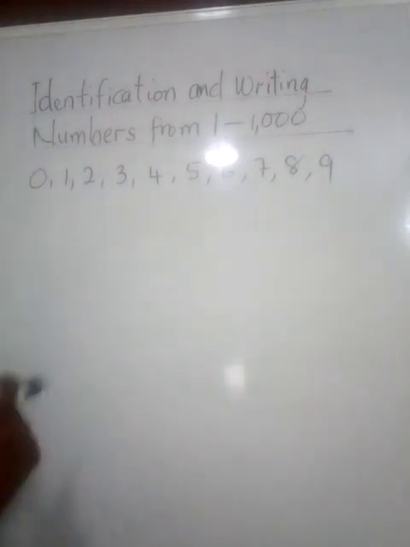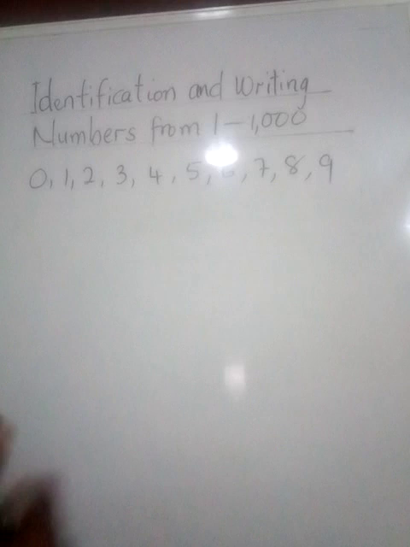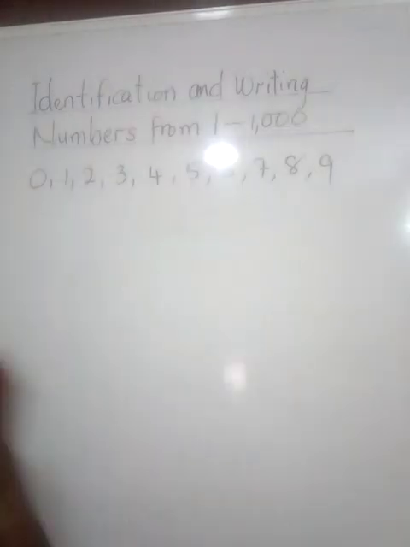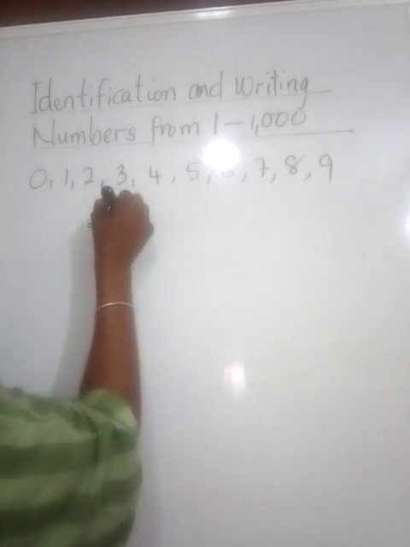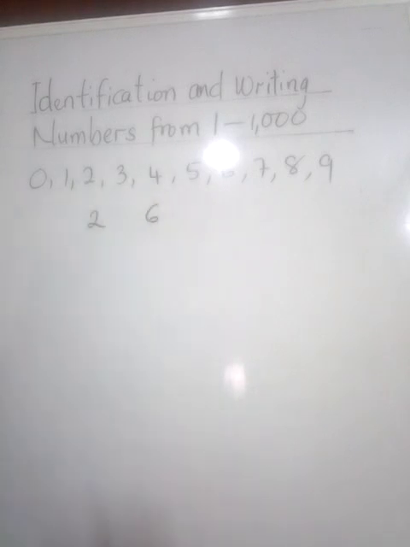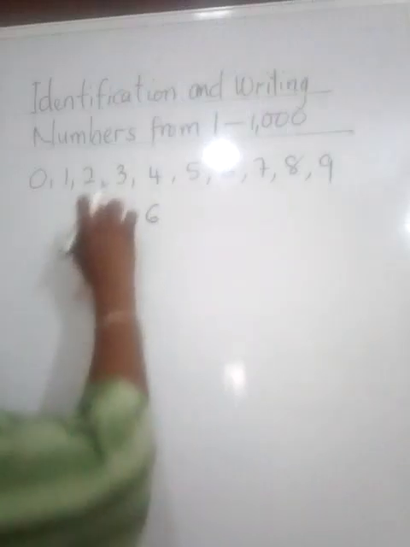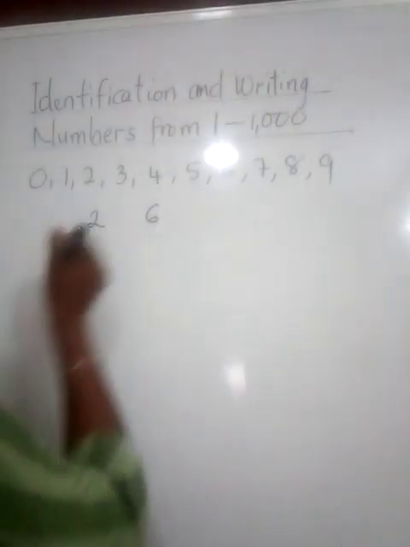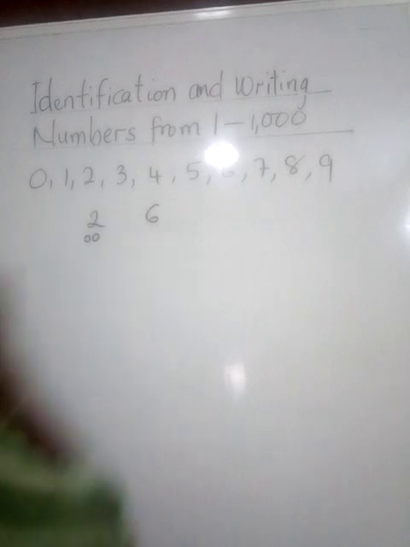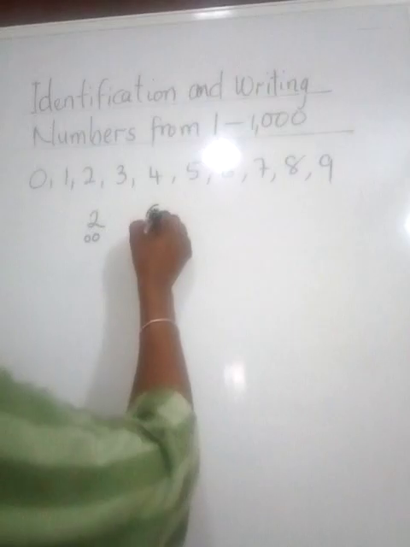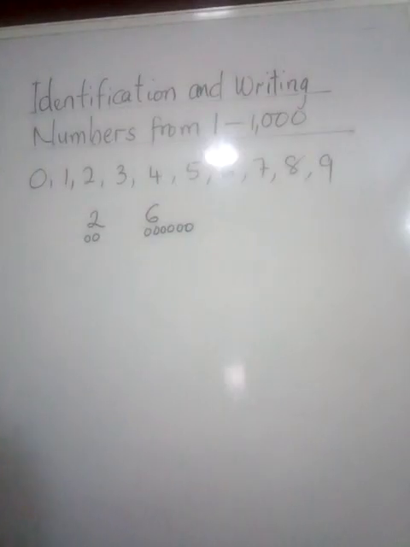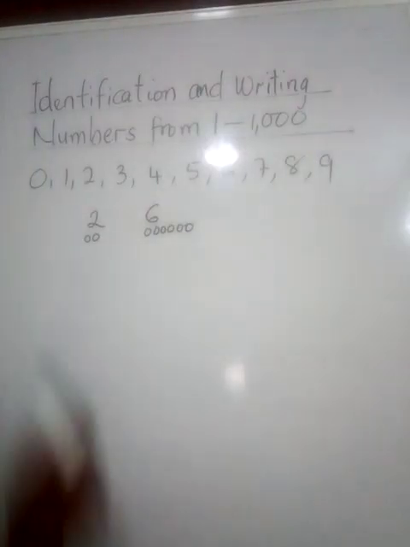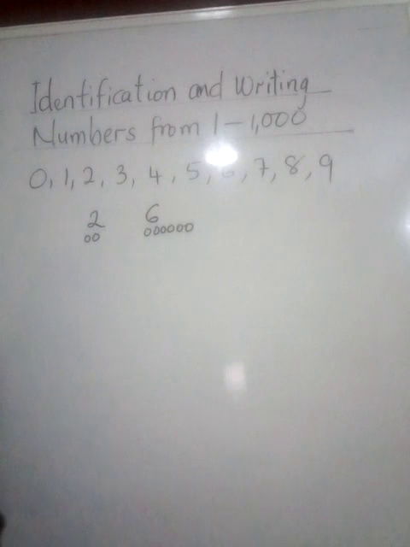So let's do some combination of these digits and see how they result in different numbers. Let's start with 2 and 6. For instance, if we look at these numbers, we know that this is units. This is just the value. This is 2. And here you have 1, 2, 3, 4, 5, 6. This is 6.